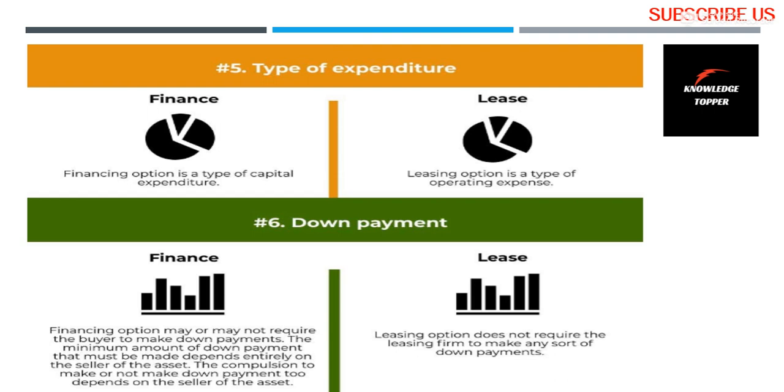Now if we talk about our sixth difference, which is down payment, a financing option may or may not require the buyer to make down payments. The minimum amount of down payment that must be made depends entirely on the seller of the asset. Remember that it depends entirely on the seller of the asset, and the compulsion to make or not make down payment depends on the seller of the asset. On the other hand, if we talk about from the perspective of lease, a leasing option does not require the leasing firm to make any sort of down payment.